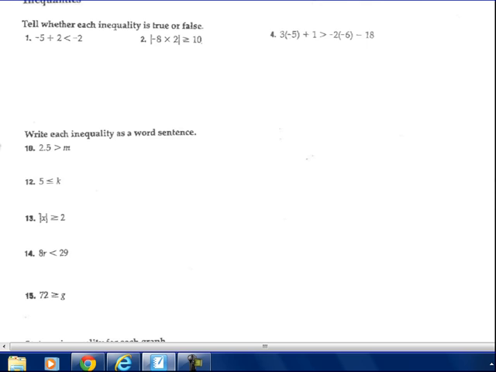So number 1 says -5 plus 2 is less than -2. Is that true or false? Well, I'm going to combine my like terms. -5 plus 2, well, that gives me -3. -3 is less than -2. Is that true? Yes, that's true.